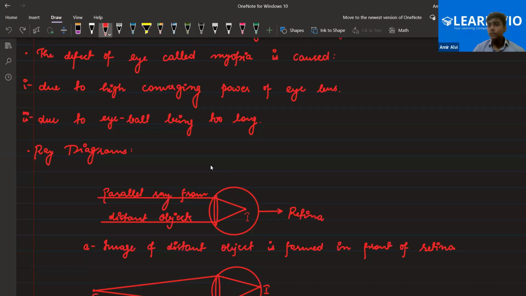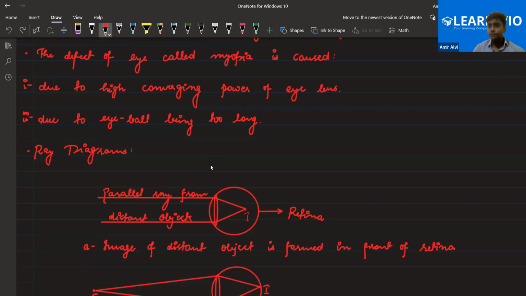Okay, given in NCERT itself. As you are going to give the boards, I'm not saying that your answer is wrong, but the teacher will see whether you have used the words converging power or eyeball being too long, because they don't have that much time to check each and every answer. They just see if the keyword is there. Yes, they will give the marks. The keyword should be there. That is a kind of marking scheme.